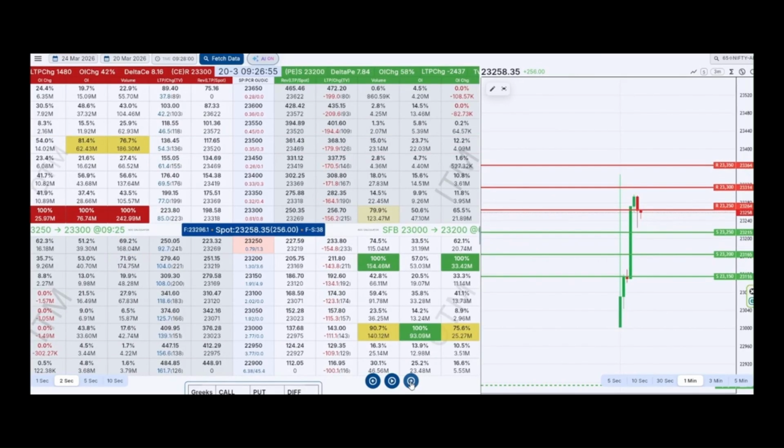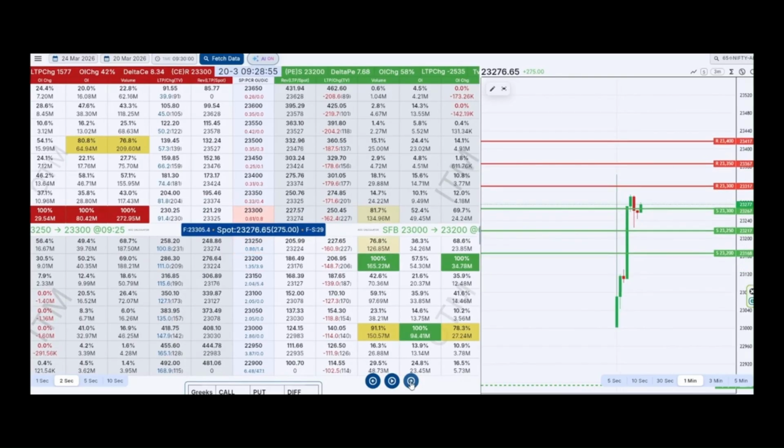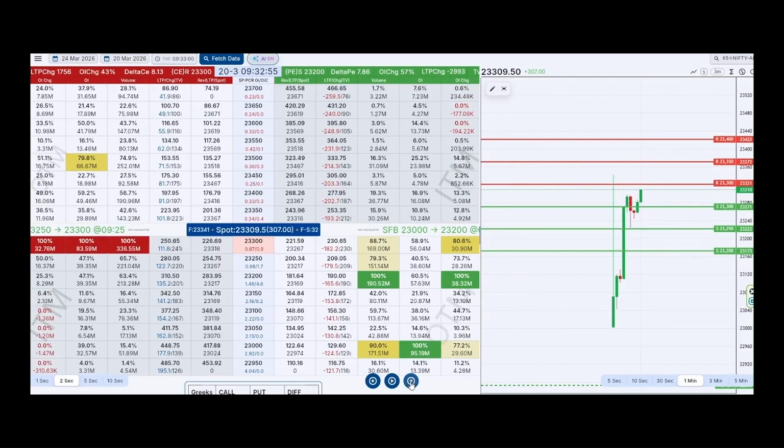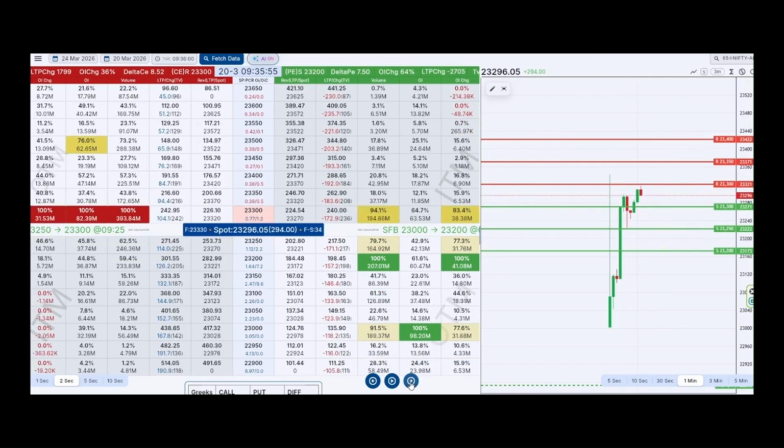At this stage, 23,300 has become the strongest strike. We have high call volume and high call OI, but the call OI change is still lower than the put OI change. We can also see that fresh positions are still being built. So we should wait. Do not rush to enter the trade. Instead, wait for a liquidity sweep. Now we finally get the liquidity sweep. Let's check the data again.